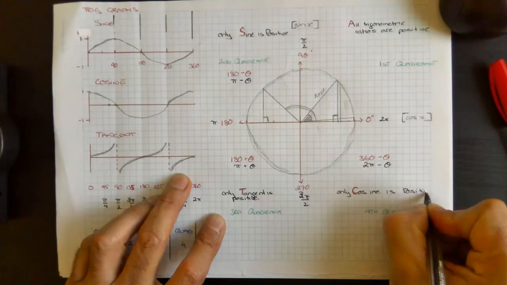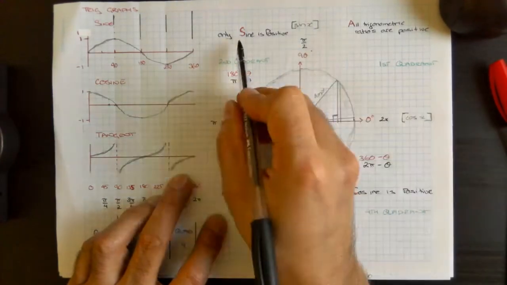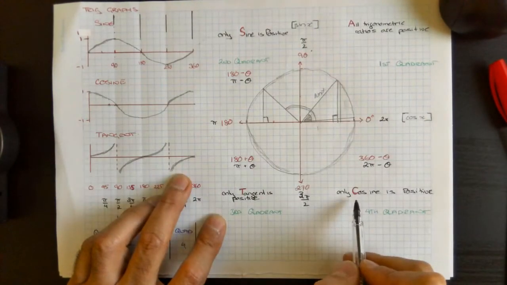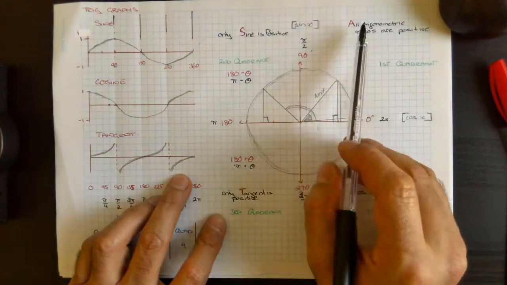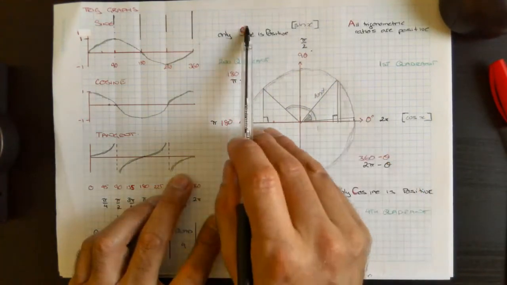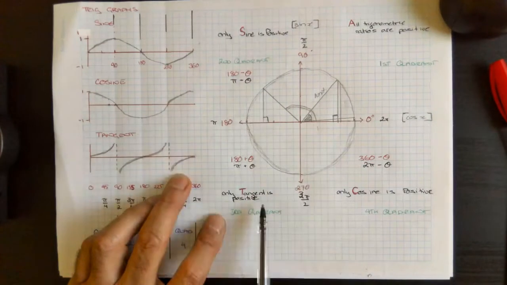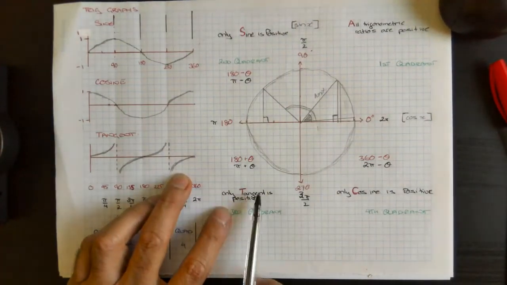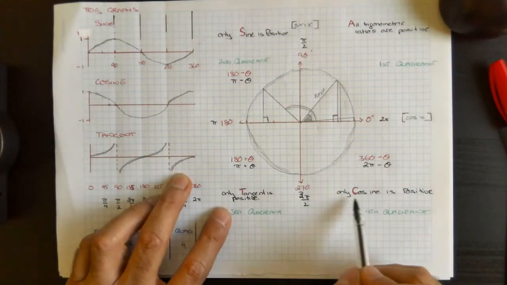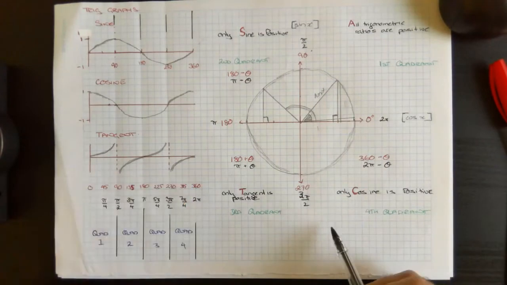And so "All Stations to Central" reminds us that we go: all being positive, only sine being positive, sine for station, tangent being positive, and central, cosine being positive. Okay.